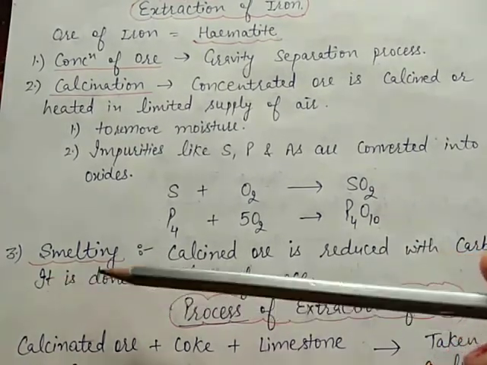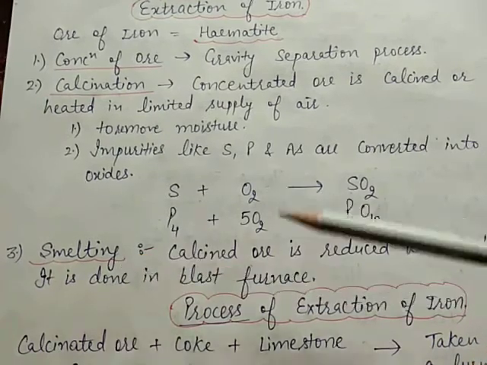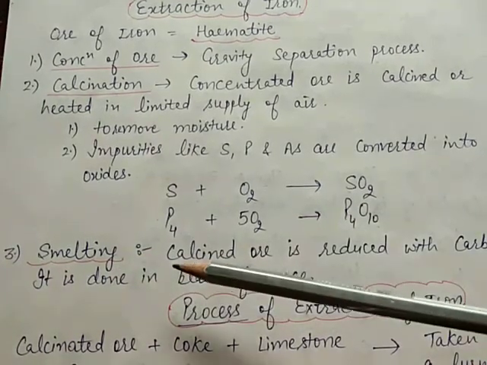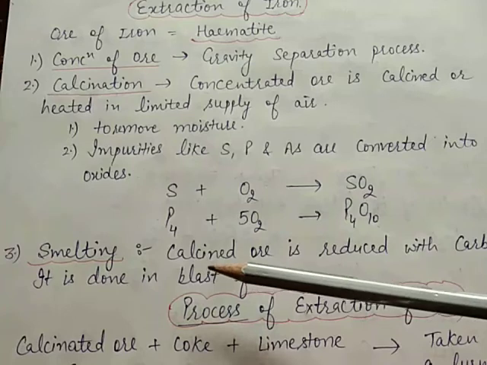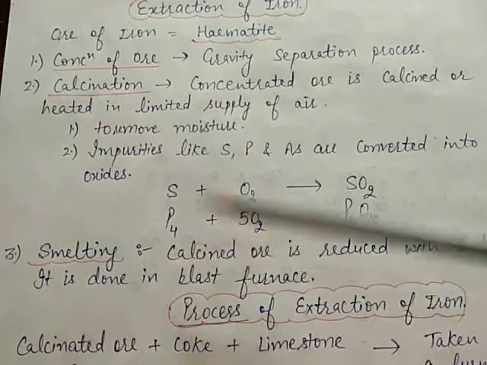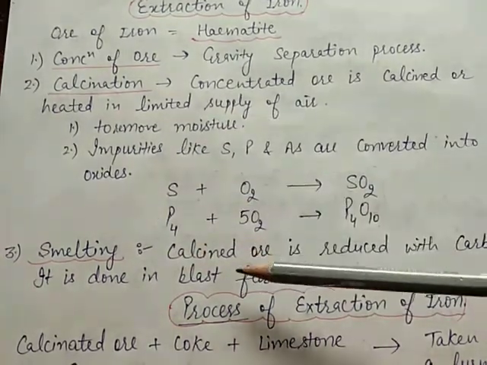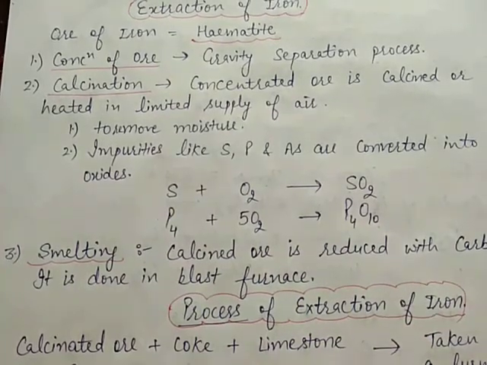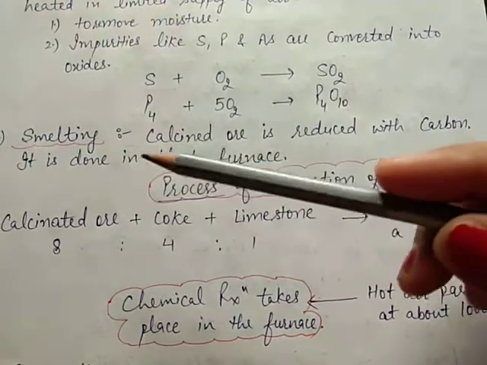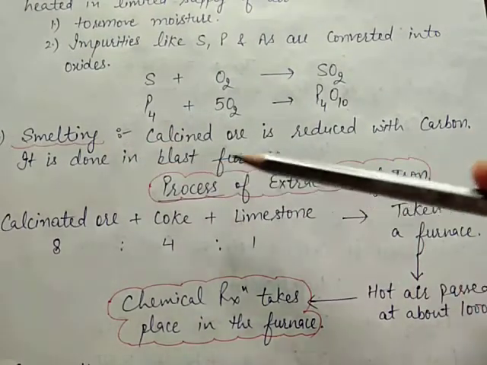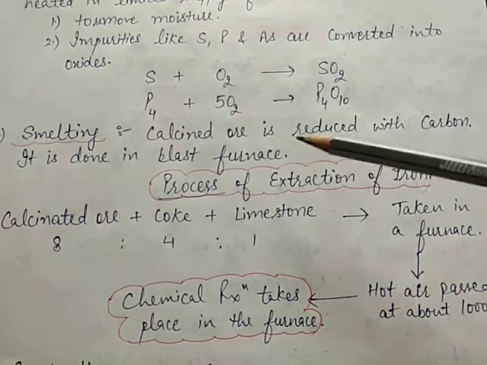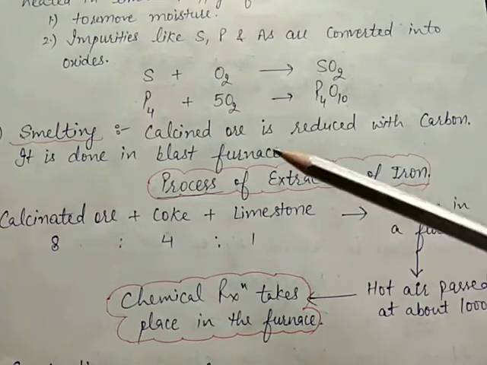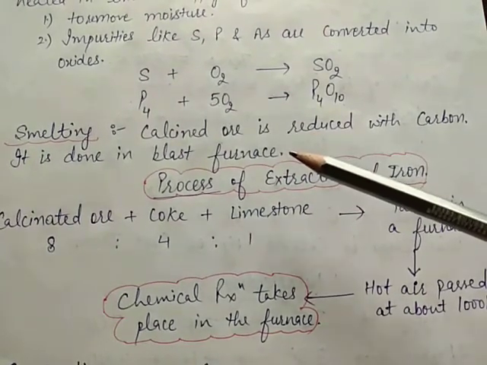Now the third step is smelting. Smelting means reduction with carbon. Means this calcined ore is reduced with carbon. This smelting process is done in a blast furnace. What do you mean by blast furnace?